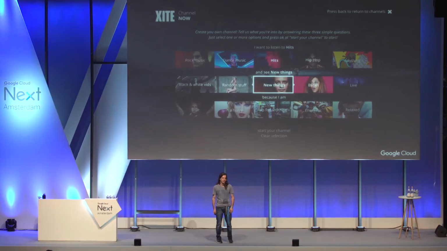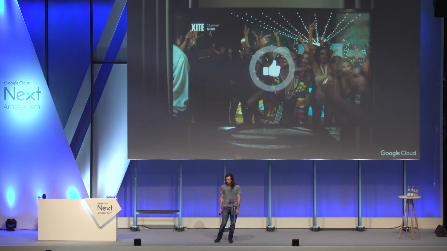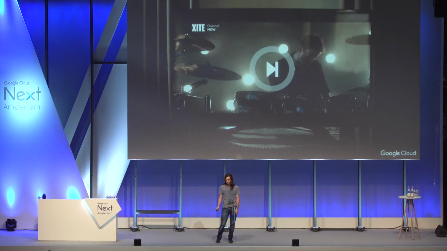This is how the application looks. On your TV, you can have different kinds of channels, like just rock music, or you can really personalize it. This is what it looks like when a user likes a video. This is what it looks like when he or she skips it. Of course, you can watch straight away on your TV.